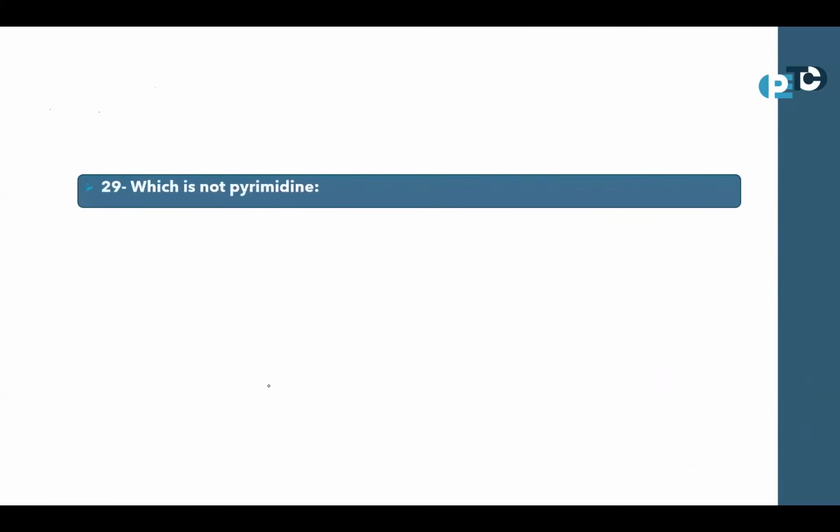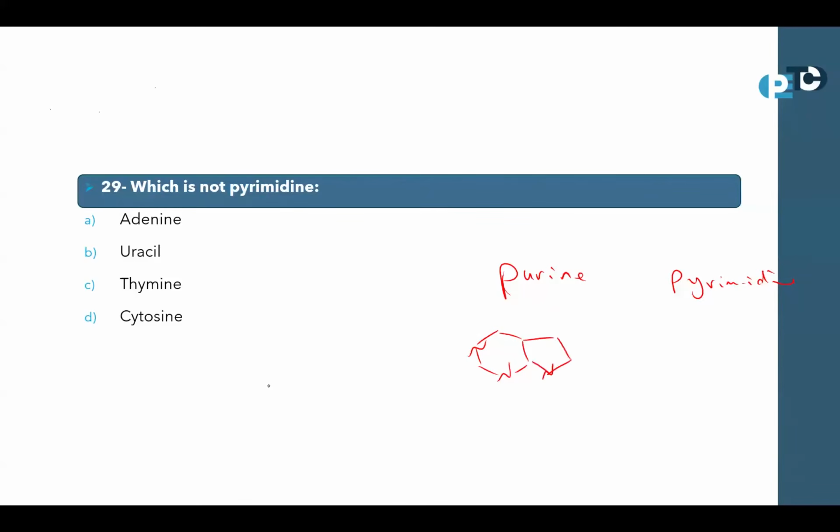Let's see the next one, which is not pyrimidine. As you know, we have two nuclei for the bases of DNA and RNA, purine and pyrimidine. What is the difference? We just draw the purine. This is the purine ring, while pyrimidine is only one ring containing two nitrogens.